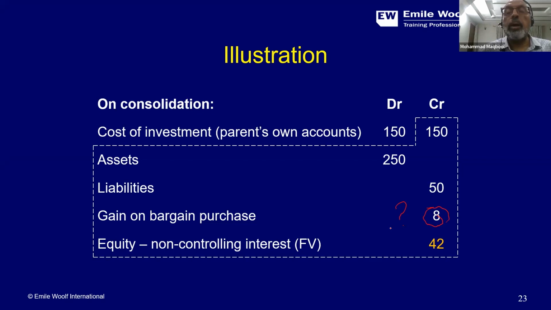Okay, we have acquired the 80%, and we know what is the fair value of the non-controlling interest. On the basis of that, instead of 150 figure, various figures have been substituted to prepare our consolidated accounts. Okay.